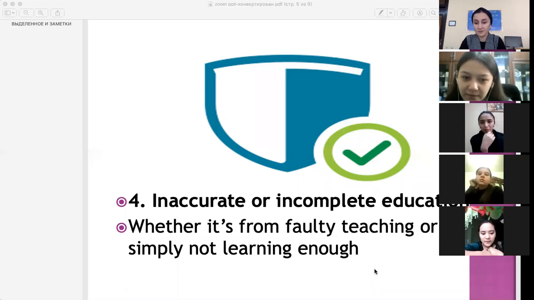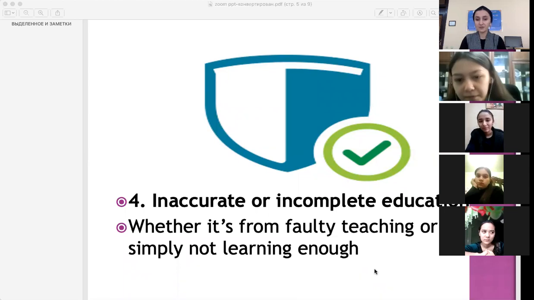Sometimes in English we have words like affect and effect. Maybe they misuse this type of words and vocabulary in their writing and in their speaking. Okay, so what about incomplete education? Incomplete. Students don't treat the learning language seriously.